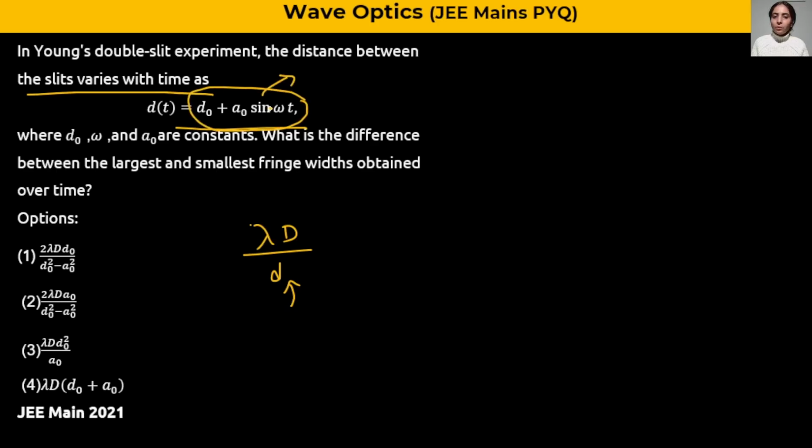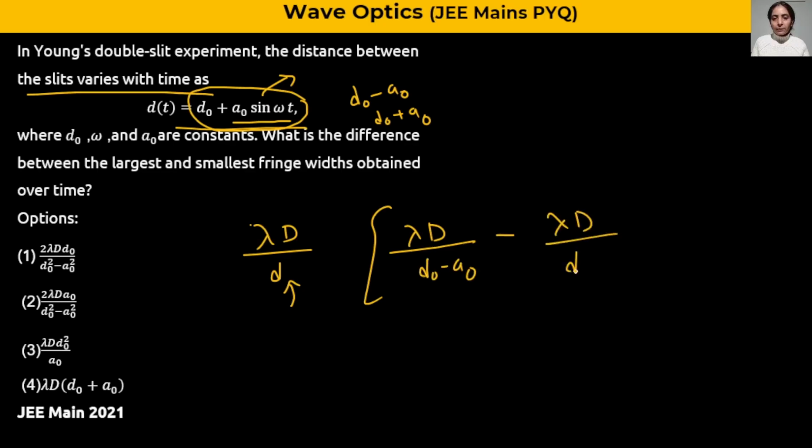When this is minimum, it will be minus a naught, so d can be d naught minus a naught. And how much will the maximum be? d naught plus a naught. Okay. So you have to find the difference between the largest and the smallest fringe width. The largest fringe width will be lambda D by d naught minus a naught, and the smallest is lambda D by d naught plus a naught. Simply this difference you have to calculate.